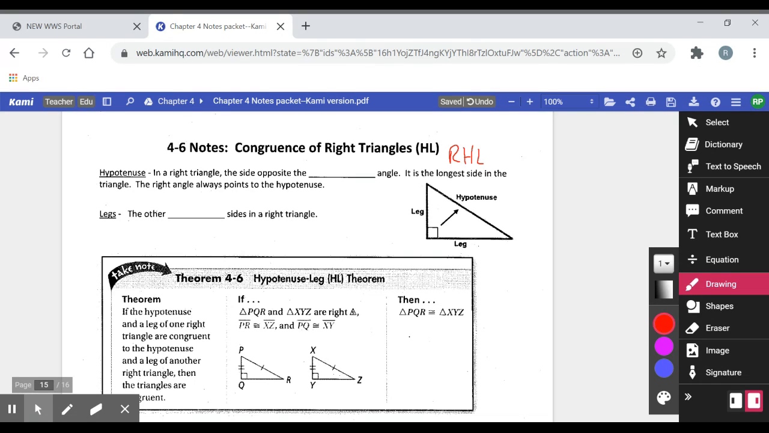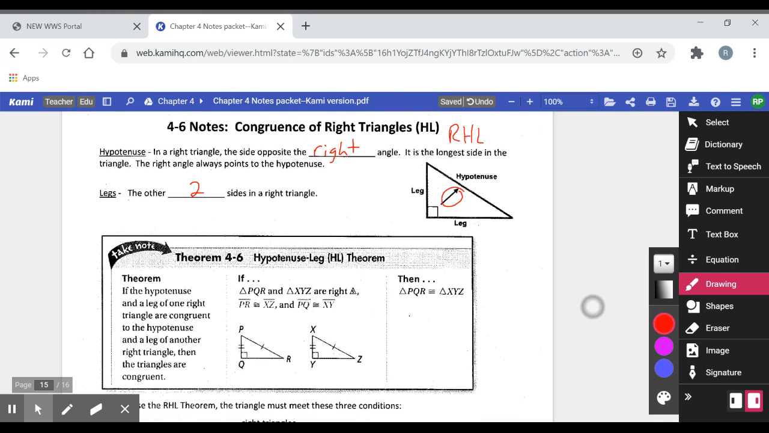So first up is a hypotenuse in a right triangle, the side opposite the right angle. It is the longest side in the triangle, and the right angle always points to the hypotenuse, which you can see over here. So the hypotenuse is always across from the right angle. The legs are the other two sides in a right triangle. So if you look here at this theorem for hypotenuse leg, it says if the hypotenuse and leg of one right triangle are congruent to the hypotenuse and leg of another right triangle, then the triangles are congruent.